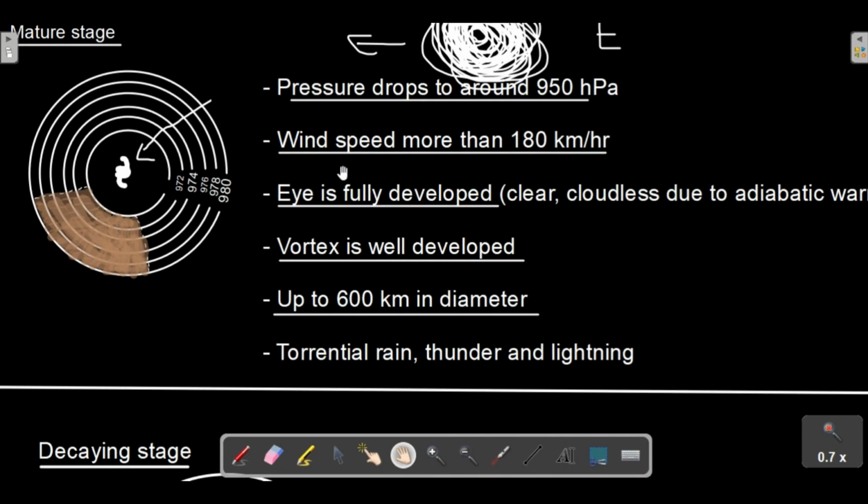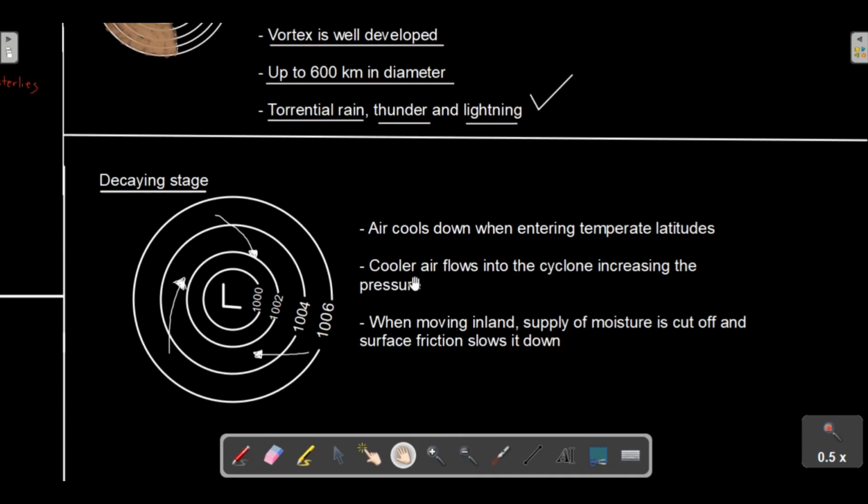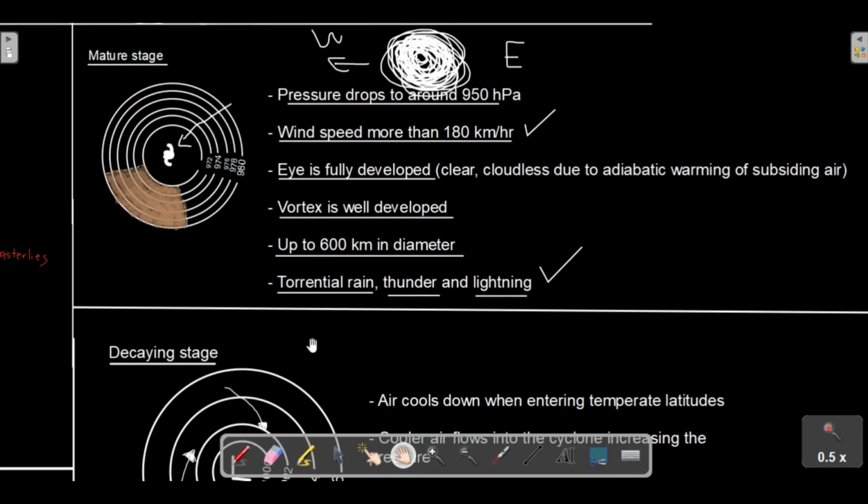Due to these high wind speeds and downpouring rain, thunder, and lightning, these two weather changes that we see here are the very core cause of destruction of tropical cyclones. So that is the mature stage.